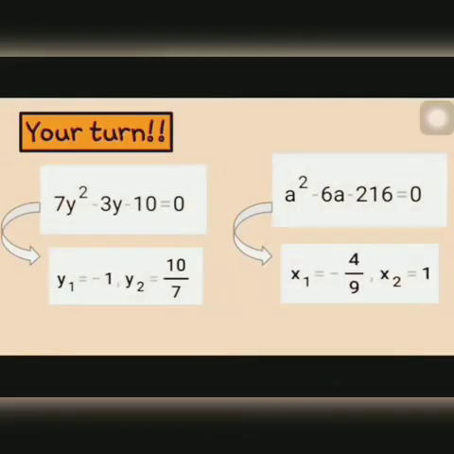And now your turn. I have here two equations. 7y squared minus 3y minus 10 is equal to 0. a squared minus 6a minus 216 is equal to 0. Now it's your turn to solve, applying what we have learned.